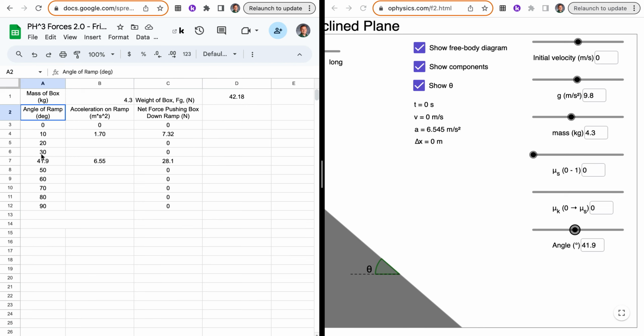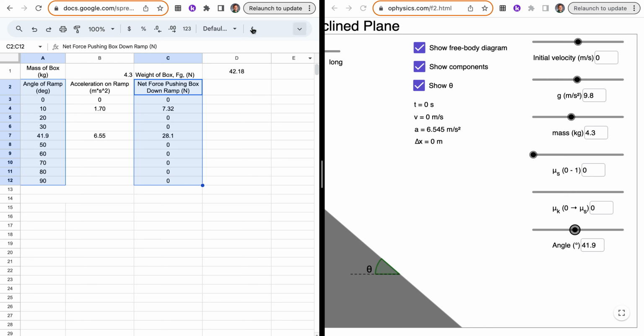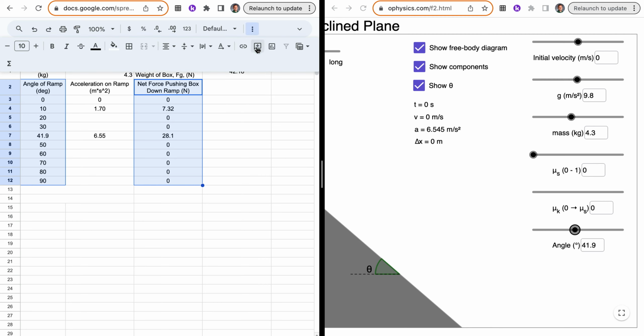Then what I'm going to do is create a graph. And that graph is going to be highlighting these two. So I want the angle of my ramp. What did I control? My independent variable is the angle of my ramp. What's dependent upon that is the net force. So I'm going to do that. And then I'm going to add a chart. Okay. And so we'll add that chart.